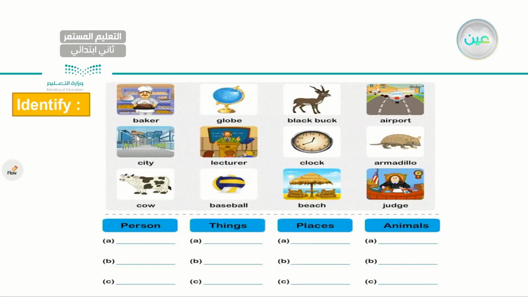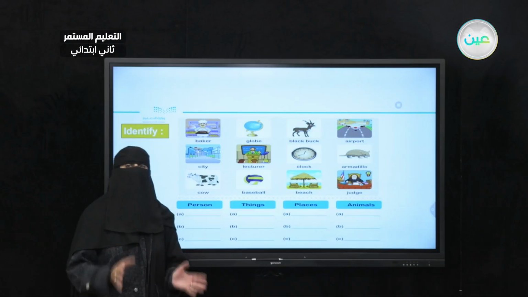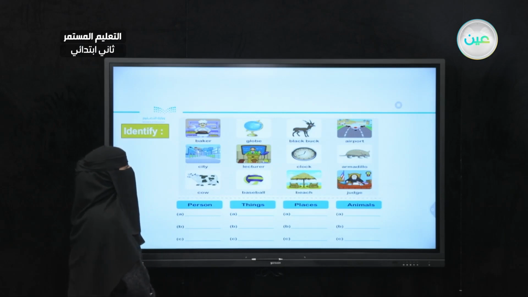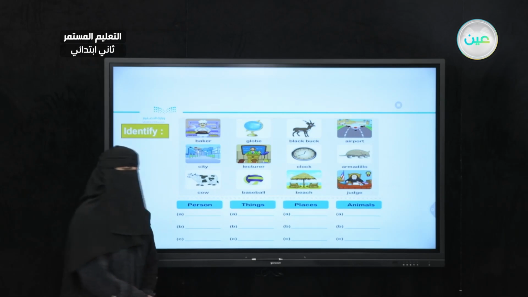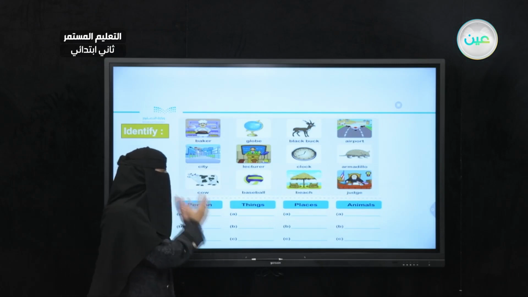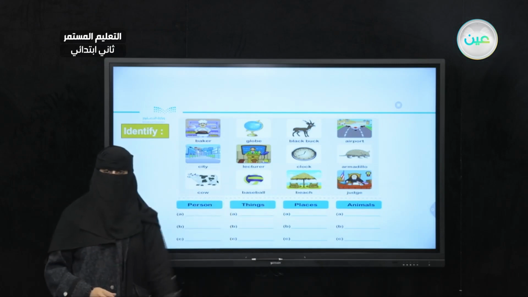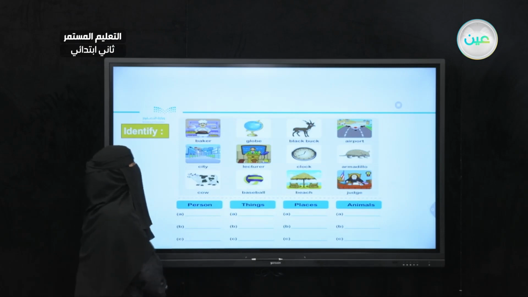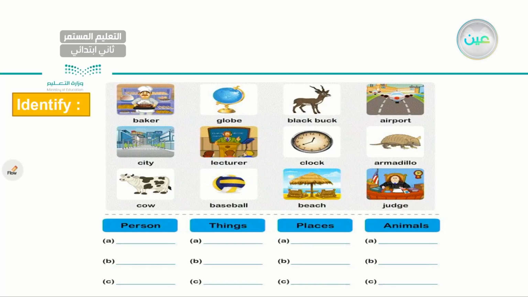Now, I have all these things. I will try to do some of them, and I will leave the rest for you. As you can see here, I have up to 12 pictures, okay? And these 12 pictures represent nouns of different categories: person, things, places, and animals. Starting from the first one, I have baker, globe, city, lecture, cow. Let's start with the first one, for example.